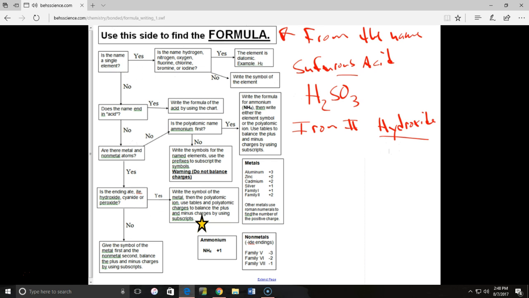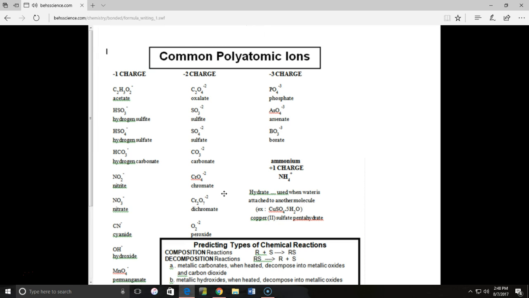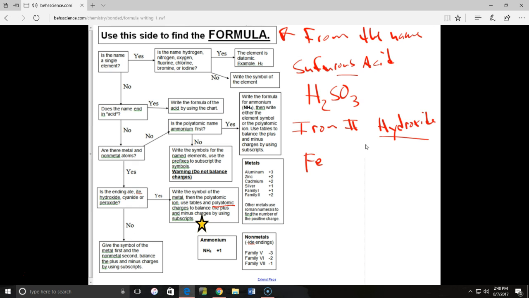Alright, so the metal, that's simple. That's just Fe. The polyatomic ion means we need to go to the polyatomic ion page, and we're going to find hydroxide. It's not going to be easy for you to see if you're sitting in the back, but it's on the far left, and it's OH.